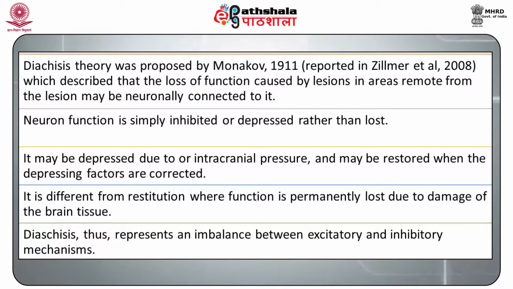Neuron function is simply inhibited or depressed rather than lost. It may be depressed due to edema or intracranial pressure and may be restored when the depressing factors are corrected. It is different from restitution, where the function is permanently lost due to damage to the brain tissue. This theory represents an imbalance between excitatory and inhibitory mechanisms.